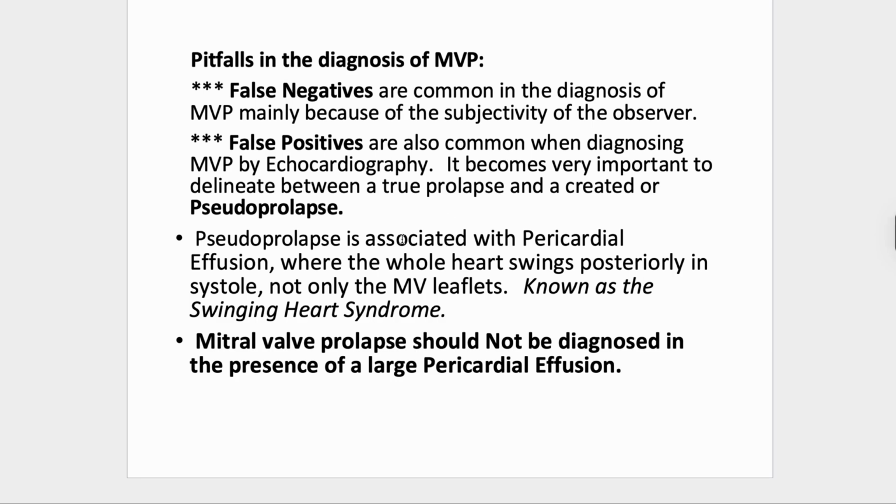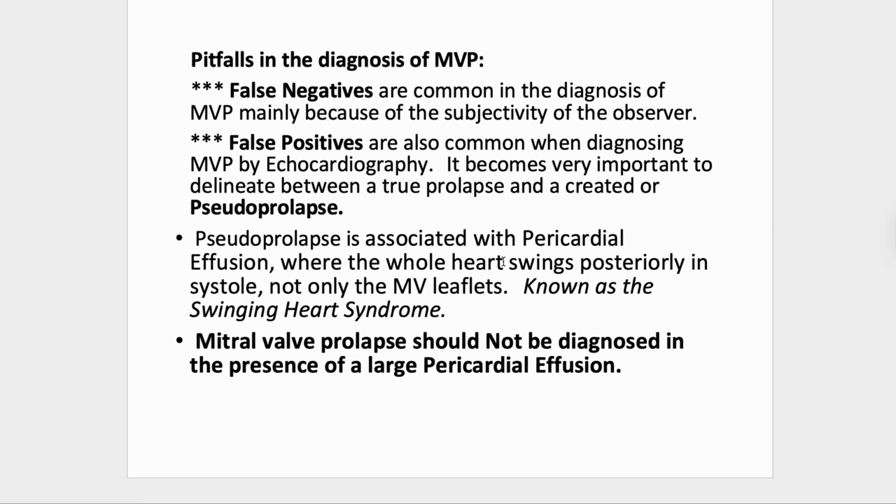Pitfalls: false negatives, false positives. Essentially, you can think that there's prolapse when there's not, or you can think everything's fine, but there is prolapse. So you have to be careful. Really diagnose in planes where you're perpendicular to the beam. You want to make sure you place color Doppler, see if you see regurgitation, because if you do, that's a pretty good sign that, in tandem with what it looks like on 2D imaging, there's probably prolapse.